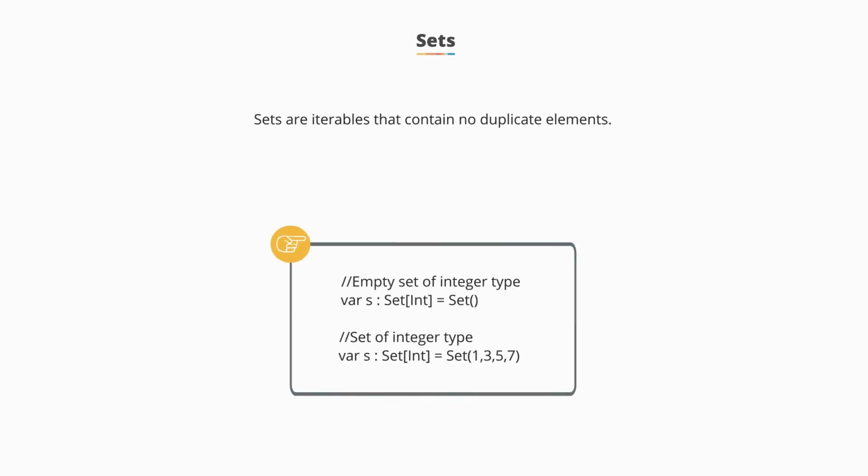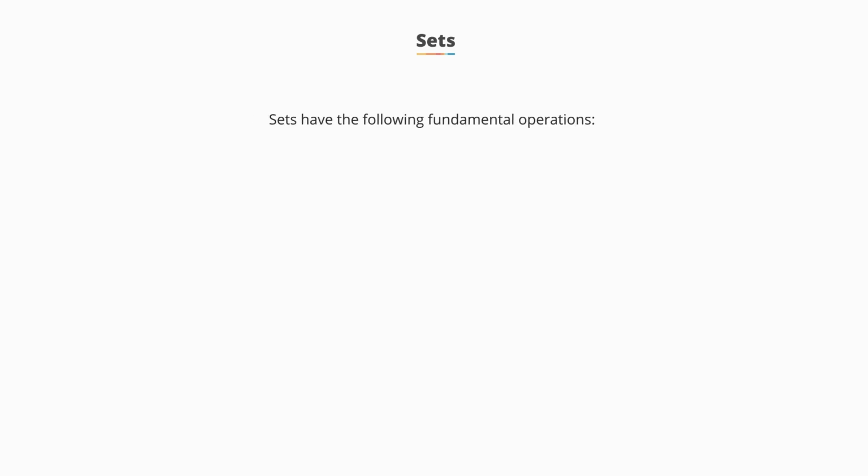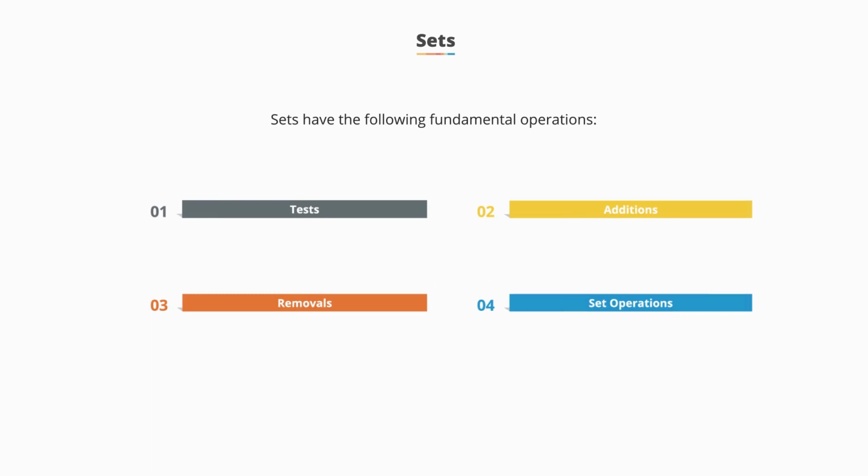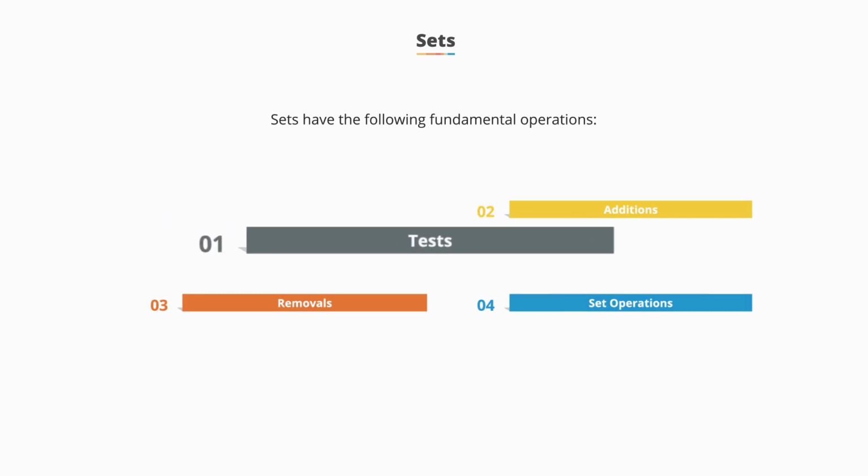Examples of sets is as shown. Sets have the following fundamental operations. Tests, which include contains, apply, and subsetOf. The contains method asks whether a set contains a given element.